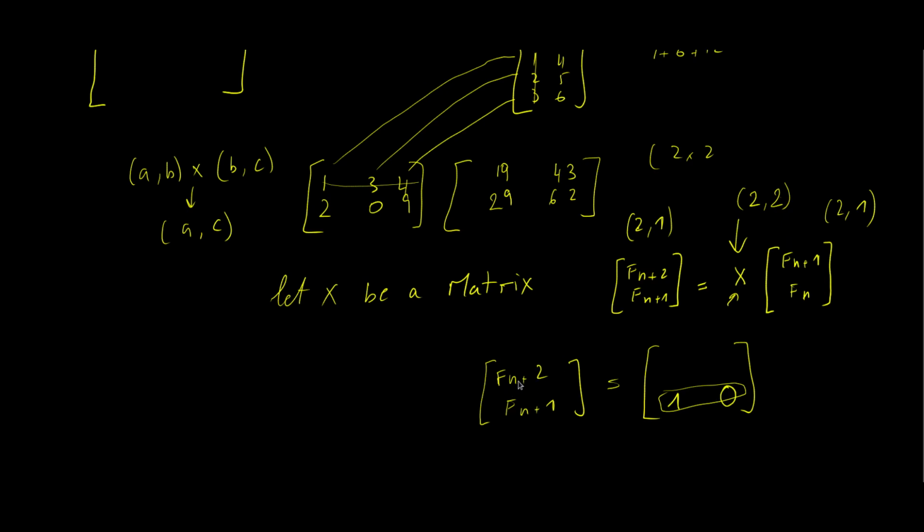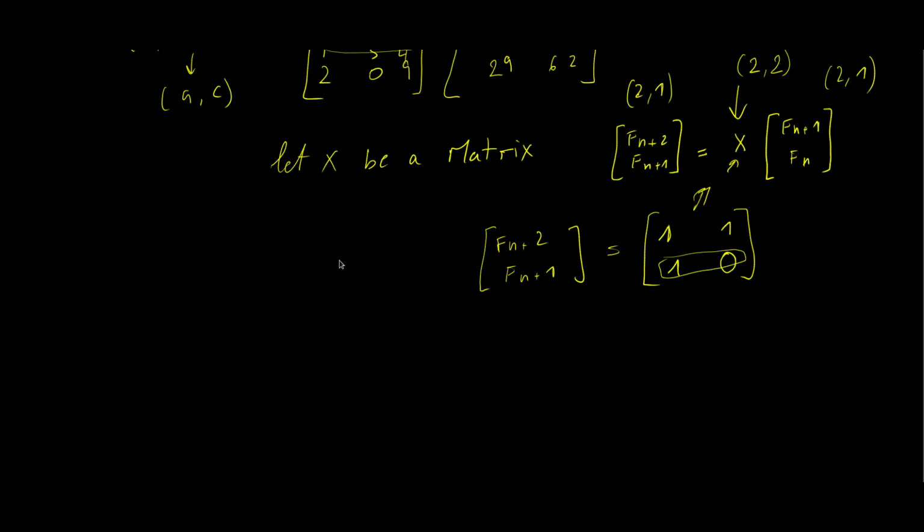What about this first row? Here f of n plus 2 should be equal to something times f of n plus 1 plus something times f of n. And we of course know that by definition f of n plus 2 is equal to f of n plus 1 plus f of n. So if we just have 1 and 1 here, we will have f of n plus 1 plus f of n, which will give us f of n plus 2. So this is the matrix X we were looking for.